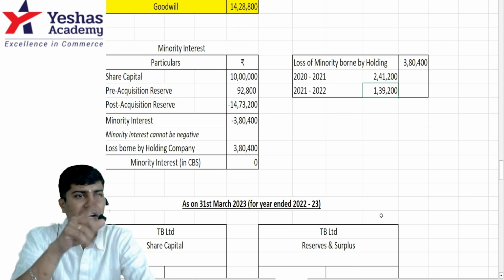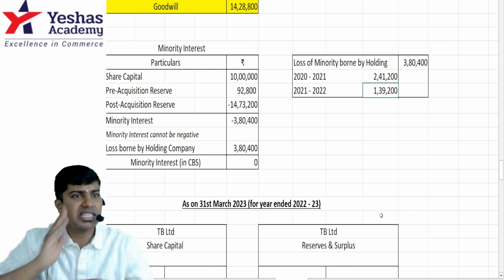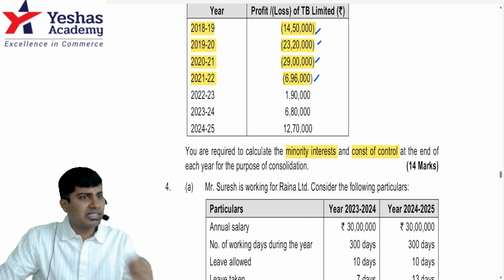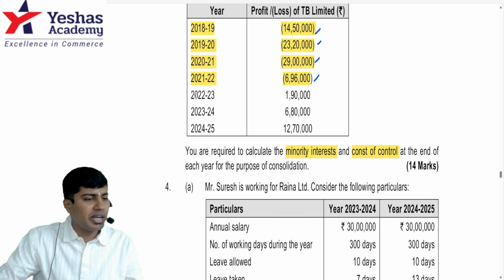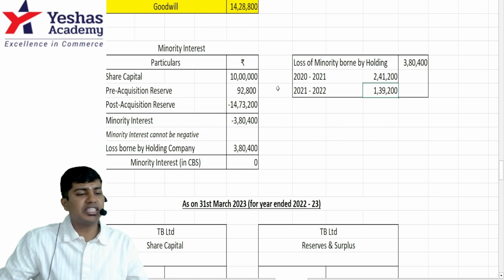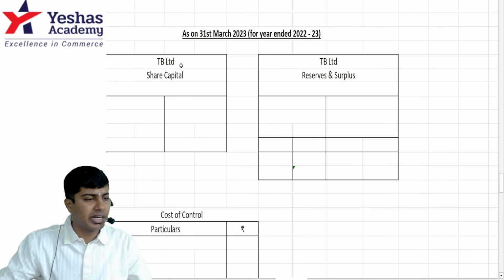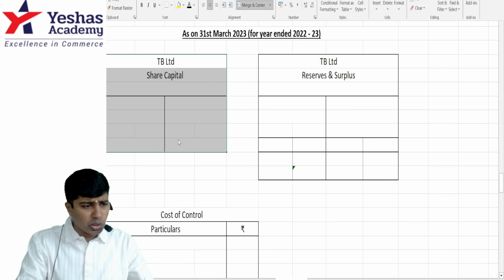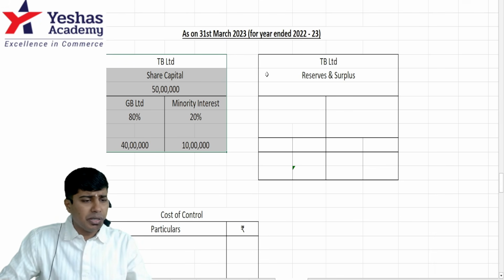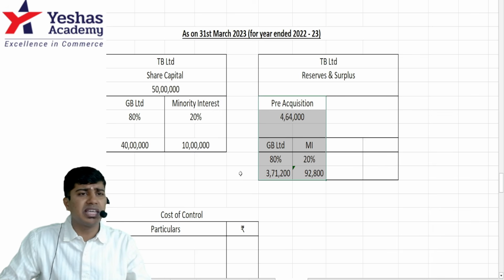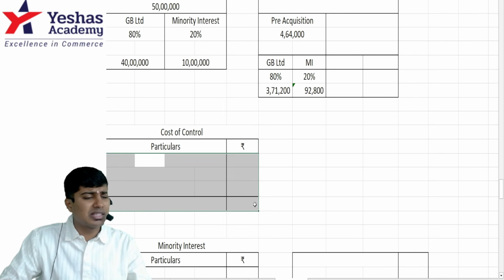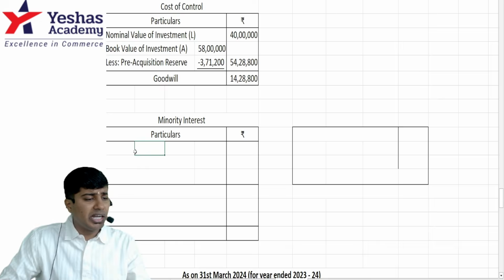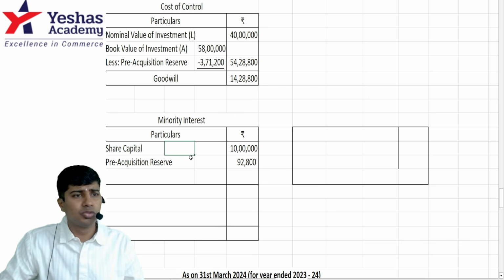One more mark in your pocket. 11 marks done. Can we use the last 3 marks? Yes. Last 3 marks, last 3 years. Year 2022-23. That is 31st of March 2023 is the year end. Share capital absolutely same, no change. Pre-acquisition reserve absolutely same, no change. Cost of control same, no change. Minority interest, share capital and pre-acquisition reserve same, no change.